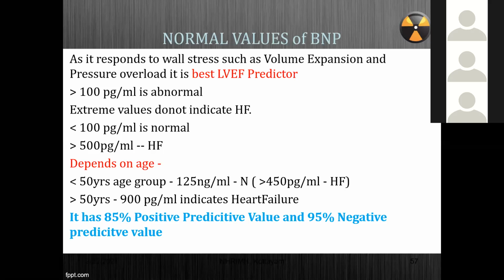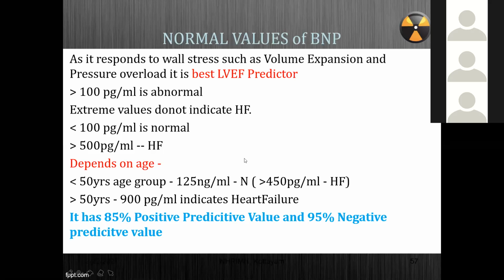And even this BNP depends on the age group. In the lesser than 50 years age group, up to 125 can be considered, and greater than 50 years, up to 900. Suppose a 50-year-old lady came to you. What is normal? 100 is normal. 101 is not higher; up to 125 you can consider.